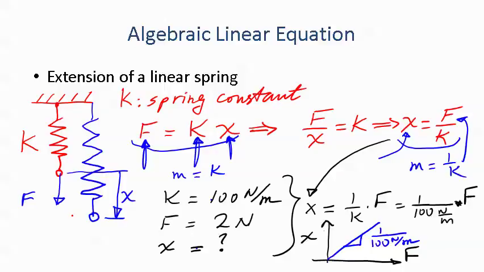So if the force now is doubled from 2 to 4 newtons, the displacement or the elongation will increase by 2. If the force becomes 20 newtons, which is a multiplication by 10, then the elongation will change or increase by 10 times. And I will let you find the actual numeric value for this example.